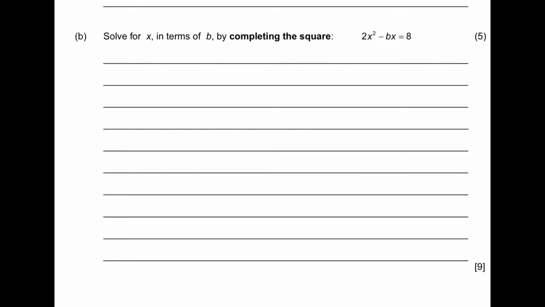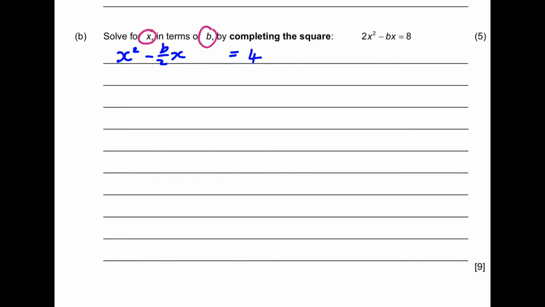What this means is, solve for x means that we have to finally have x equals something, and in terms of b means on the right-hand side of our equal sign, we're going to have our term with b in. All right, so starting, we know that our expression x squared needs to have a coefficient of 1. So divide everything by 2. So we'll have x squared minus b over 2x, and I'm going to leave a space for my third term, and on the right-hand side, 8 divided by 2 is 4.